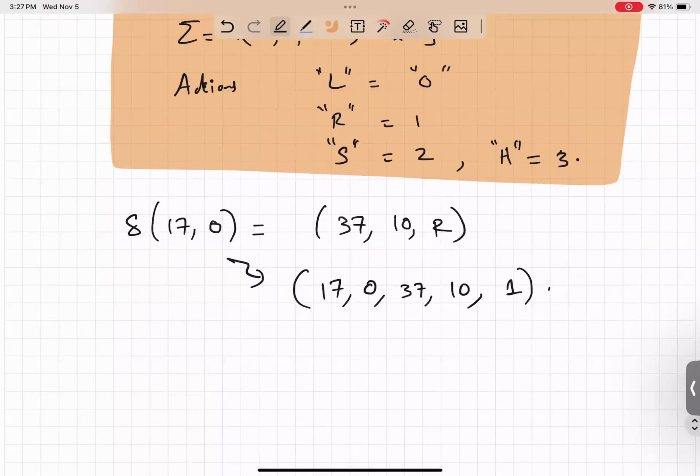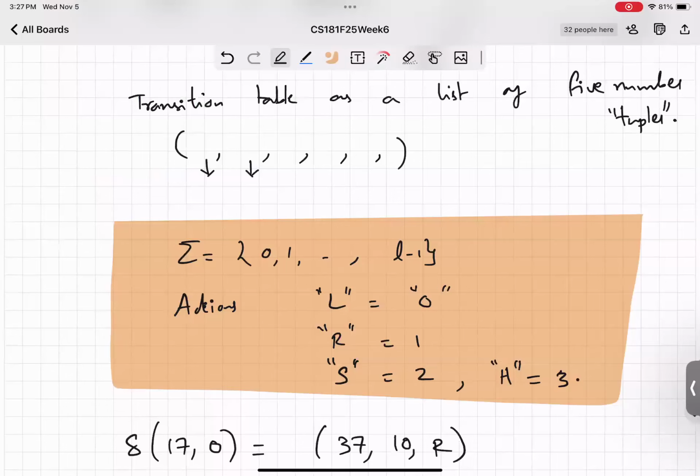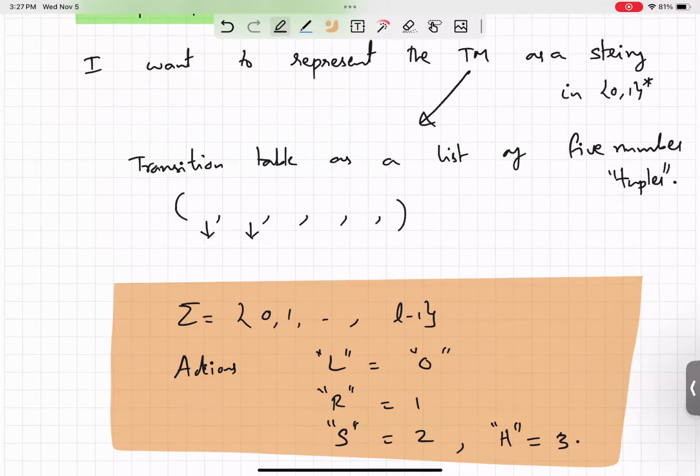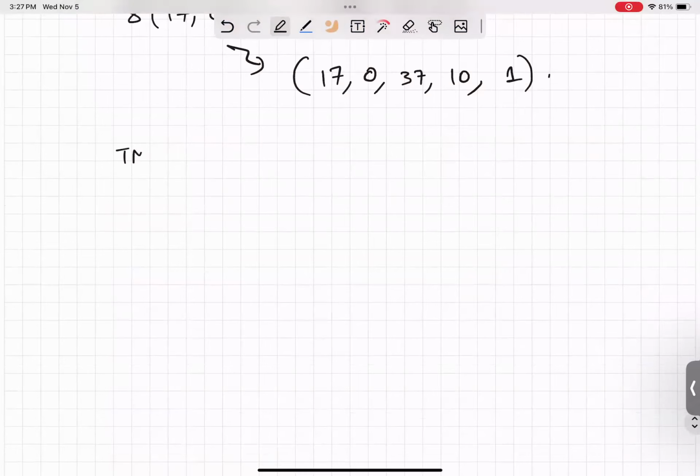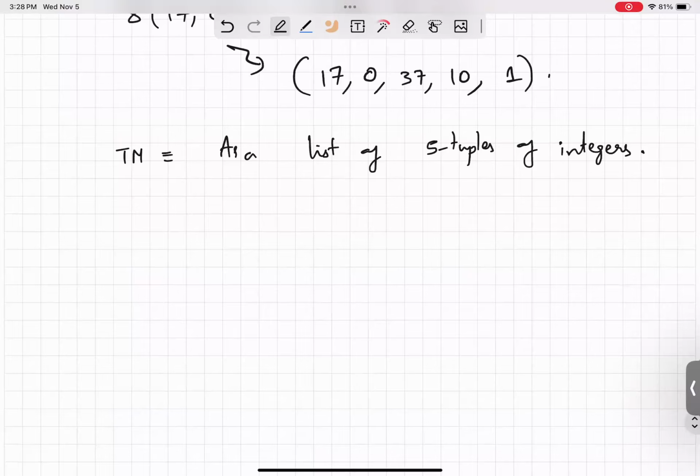Right? So what does this mean? A Turing machine is equivalent to a list of 5 tuples of integers. Okay, so imagine this is your programming language. You just blurt out 5 tuples of integers, and that's a program for you. Okay, but that's what a Turing machine is, right?